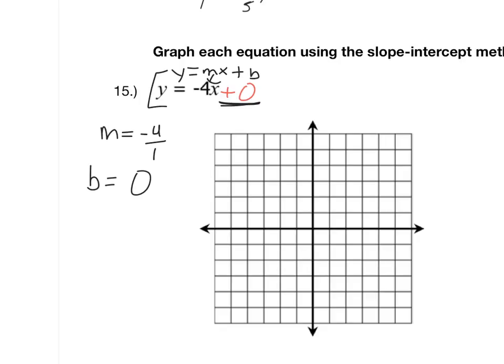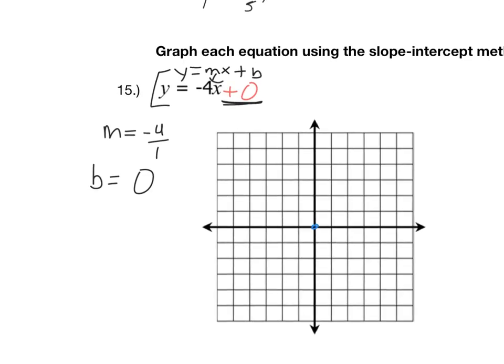All right. So what is your y-intercept? It's going to be 0, which means this line is going to cross the y-axis at 0. And that's always your first step when you're trying to graph these equations using slope-intercept form. It's to graph the y-intercept. The y-intercept in this case is 0. I'm going to do it in blue. So that's right there. That's where the graph crosses the y-axis.